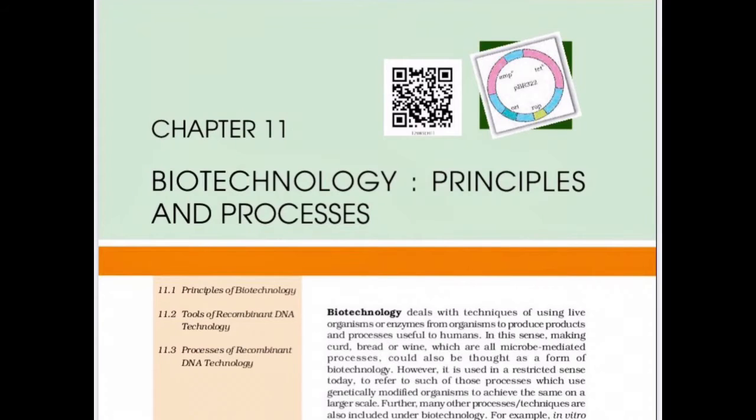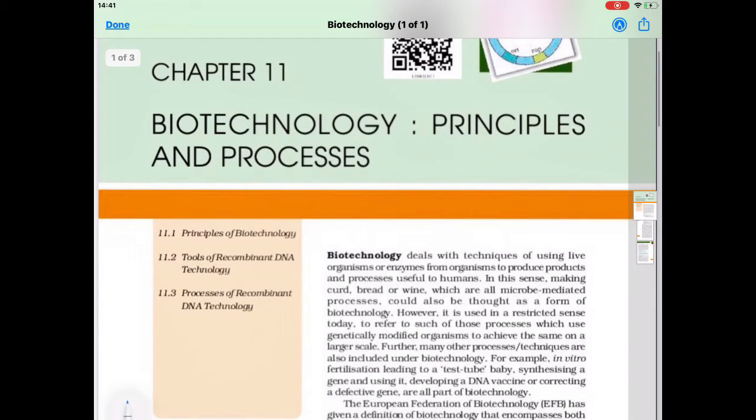Good morning, students. Our today's topic is Chapter 11 Biotechnology Principles and Processes. So, first, what is biotechnology? Biotechnology deals with techniques of using live organisms or enzymes from organisms to produce products and processes useful to humans. So, in this technique, organisms or the enzymes from the organisms are used to produce some products or processes which are useful to humans.